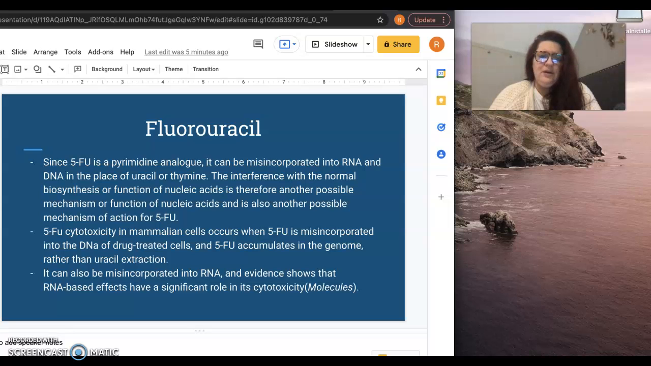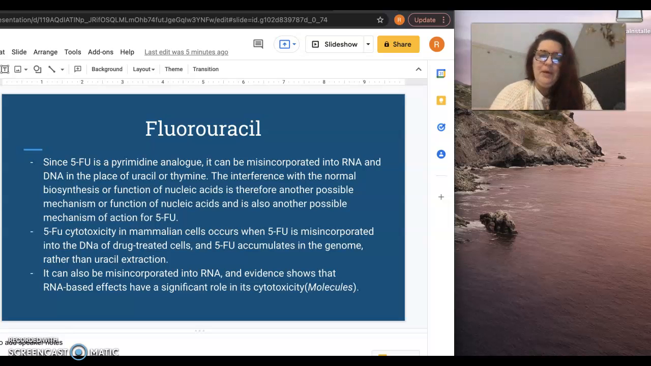And since 5-FU is a pyrimidine analog, which means that it's almost the same as uracil or thymine, it can be misincorporated into RNA and DNA in the place of uracil or thymine. And this interference with the normal biosynthesis or function of nucleic acids is therefore also a possible mechanism of action for 5-FU.